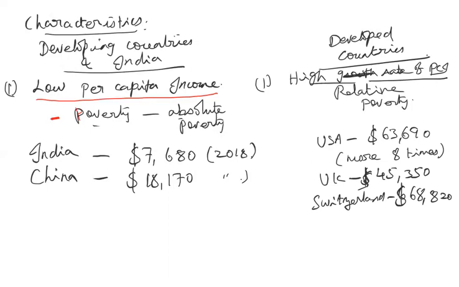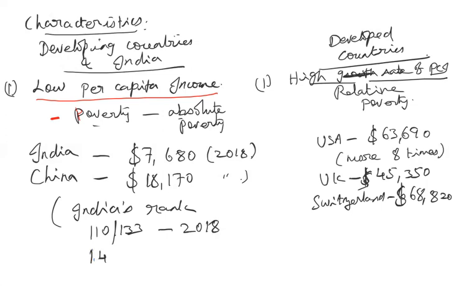And as far as India's rank is concerned, India comes in at 110 out of 133 countries based on per capita income. This was in 2018. And the recent one is 145 out of 193 countries, in 2021. In 2021, the per capita income of India decreased from 7,680 to 7,220, thanks to COVID. So it has slightly decreased.